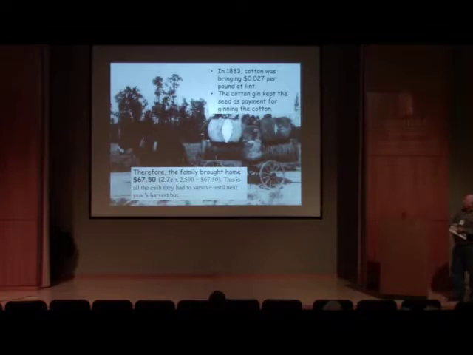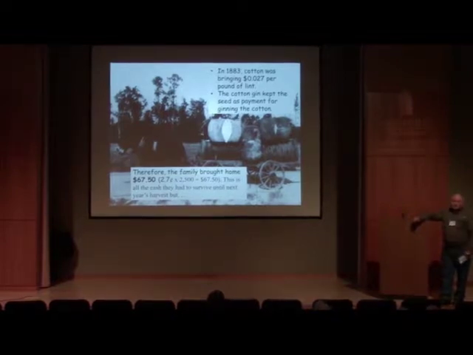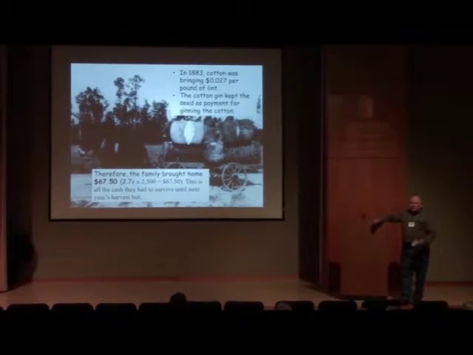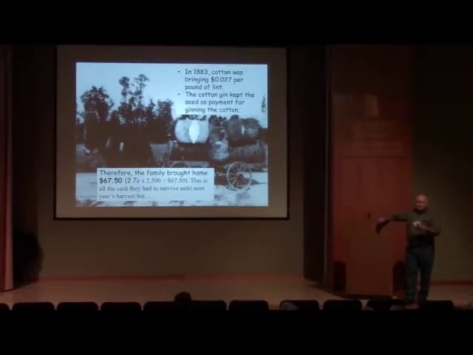In 1883, cotton was bringing 2.7 cents per pound. This is one of the low years. By 1910, it was up to about 10 cents a pound. Anybody have a guess what it is today? It's about 70 cents a pound. I haven't checked lately, but it's somewhere around 70 cents a pound. That's pretty bad, really. It's only increased 7-fold since 1910.